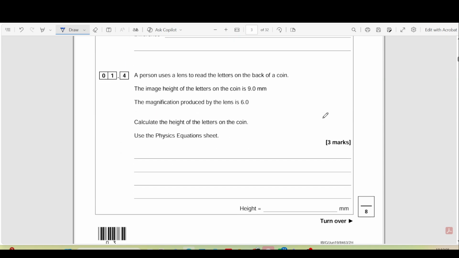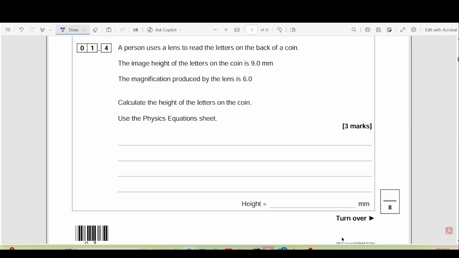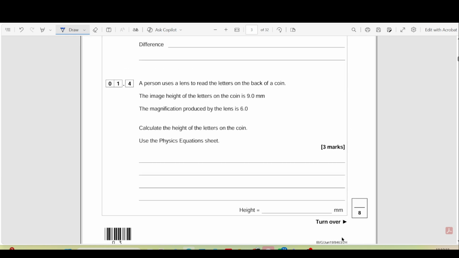A person uses a lens to read the letters on the back of a coin. The image height of the letters on the coin is 9 millimeters. The magnification produced by the lens is 6. Calculate the height of the letters on the coin. Use the equation sheet. So, magnification.